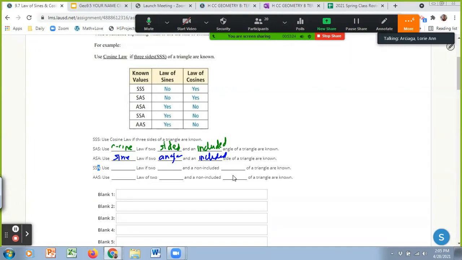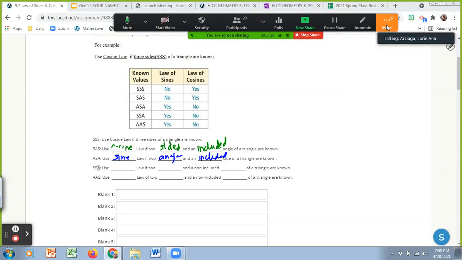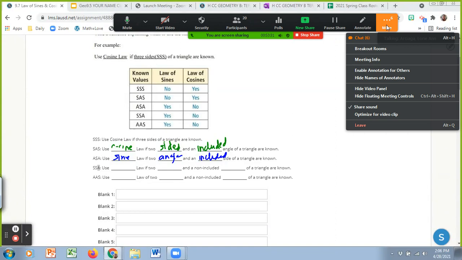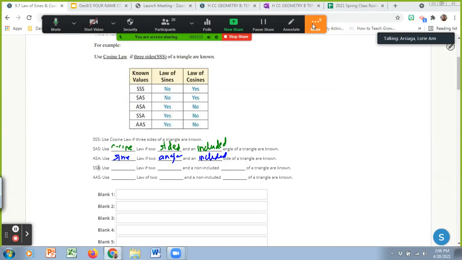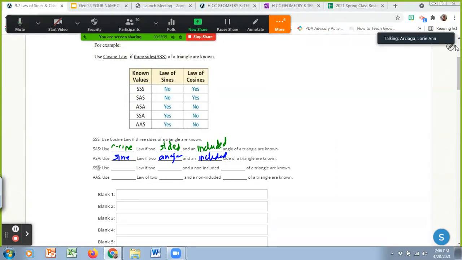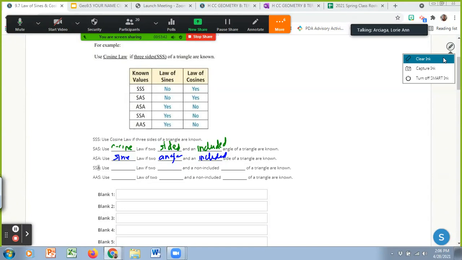Okay, it's 2:05. Did you finish it? So we can move on to the next portion. The next portion is a little challenging, so that's where we probably need a lot of help. I'm going to close this. If you need to work with your friends in the breakout room, we'll do that in the next round. So clear ink.